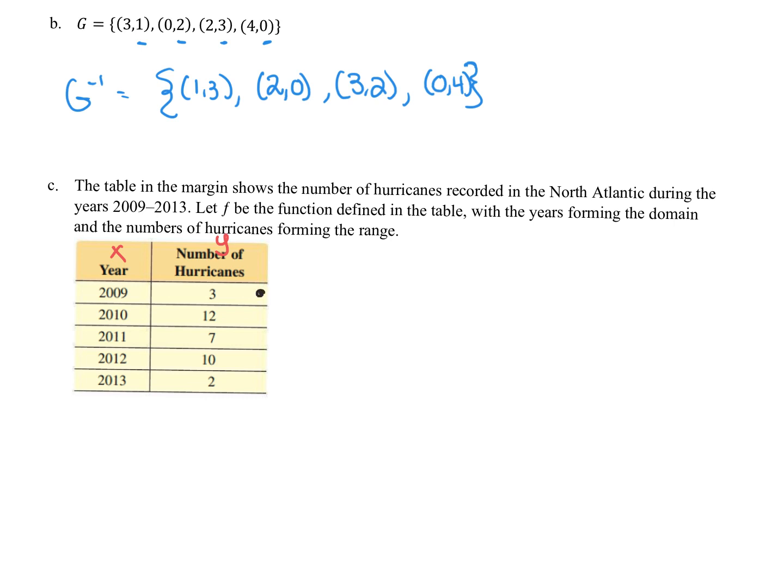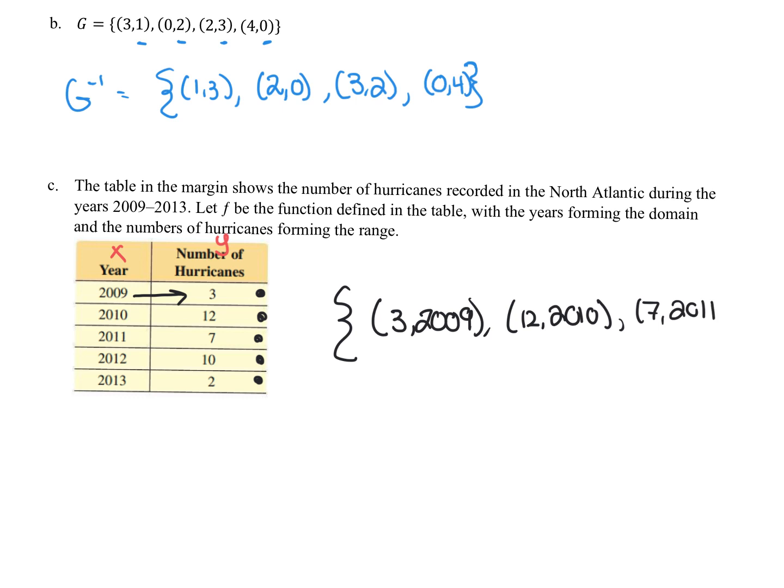So if I look down this table, 3, 12, 7, 10, 2. None of my y's repeat. So if I want to find the inverse, I just flip the ordered pairs. Instead of 2009 going to 3, 3 goes to 2009. 12 goes to 2010. 7 goes to 2011. I'm going to run out of space, so I'm going to go to a new line. 10 goes to 2012. And 2 goes to 2013. There's my inverse.